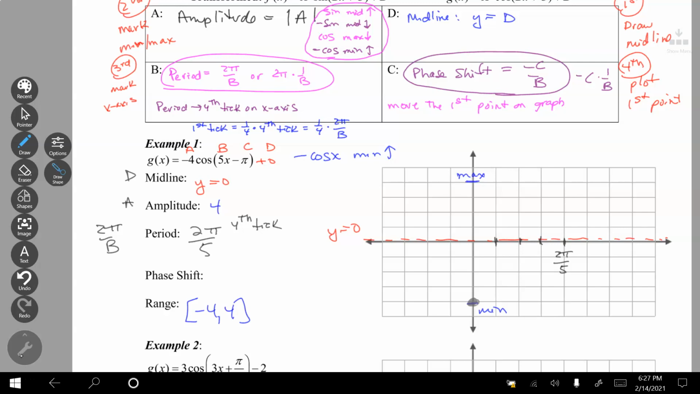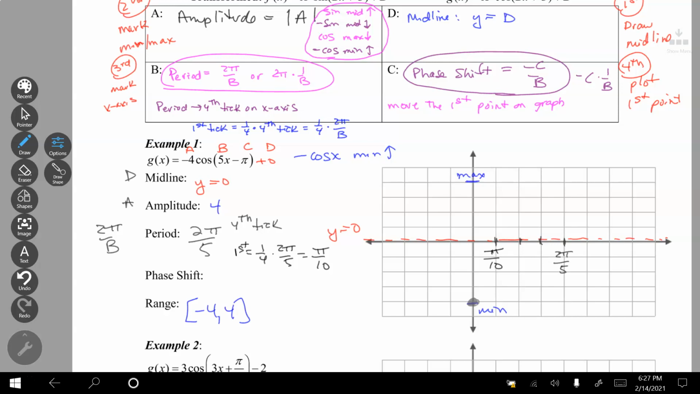But I want to label all the x's, all the tick marks. So I'm going to take this result. The first tick is going to be 1/4 times 2 pi over 5. I get 2 pi over 20, or pi over 10. So this very first tick mark is equal to pi over 10. I'm just going to count squares.